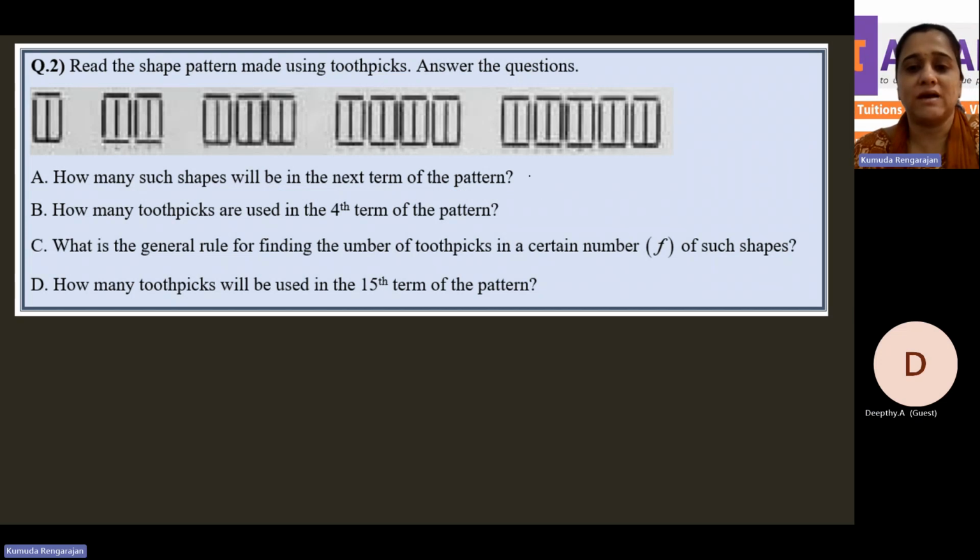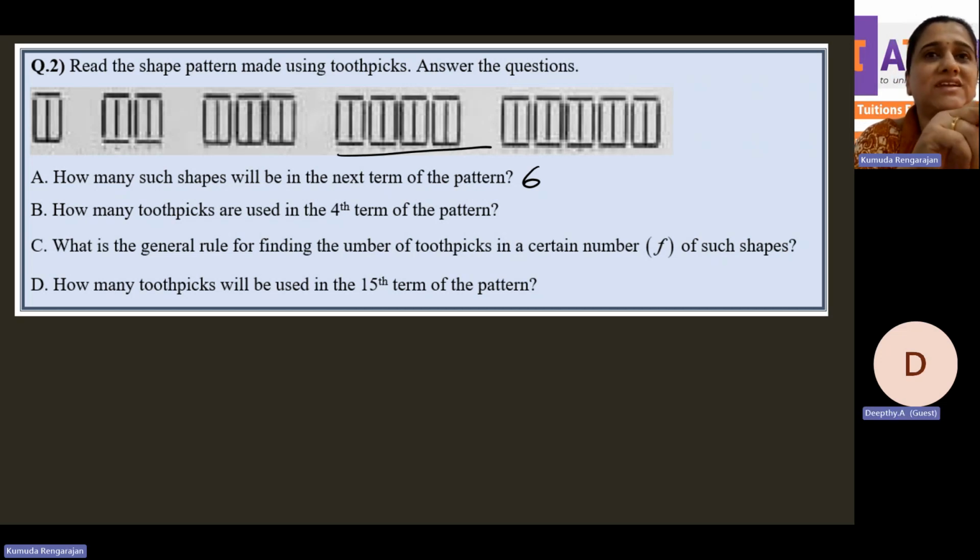How many toothpicks are used in the 4th term of the pattern? How many sticks are there in one shape? 5.